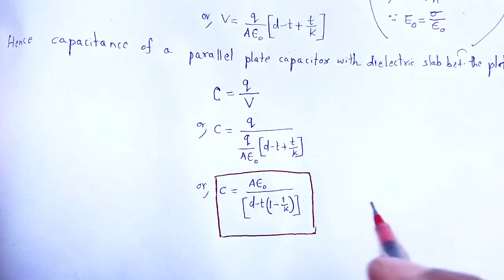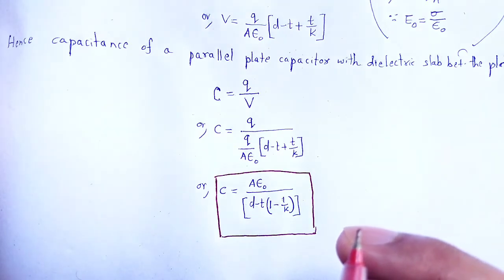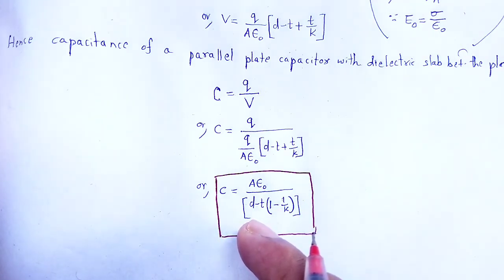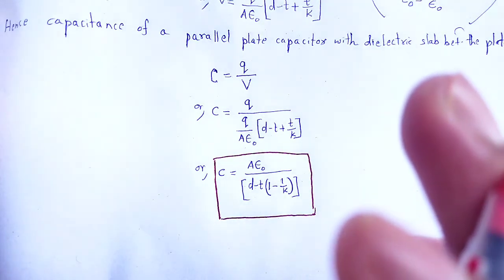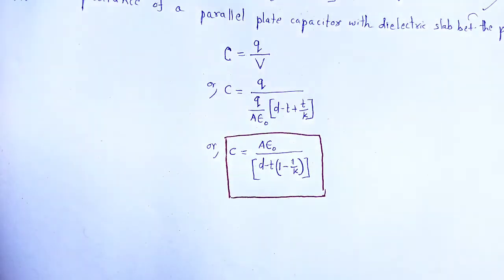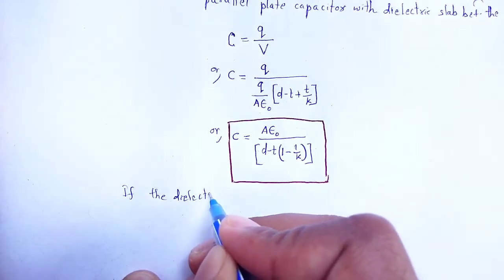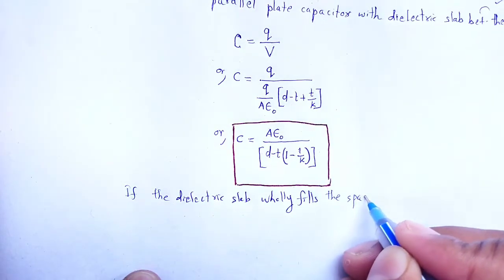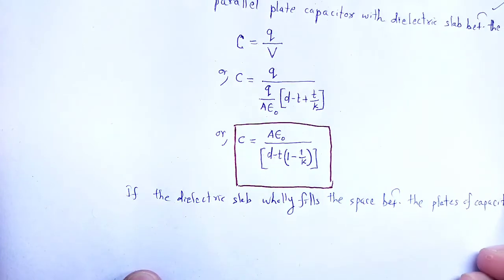Look here, a situation: if the dielectric slab fills the space between the plates of the capacitor, or we can say the total dielectric slab, the dielectric slab is fully placed in between the parallel plate capacitor. And what happened? A situation, if the dielectric slab wholly fills the space between the plates of the capacitor.